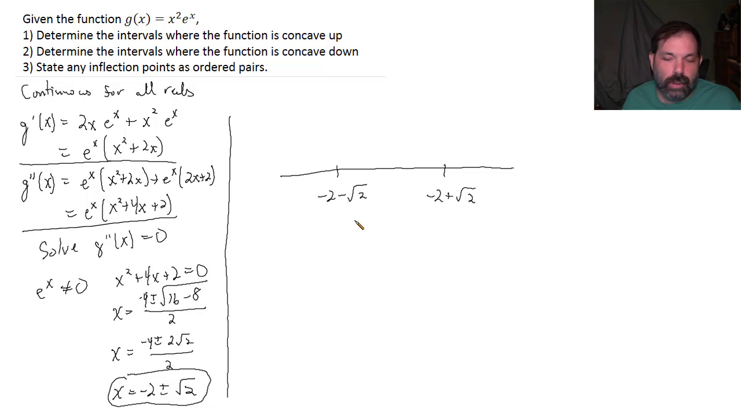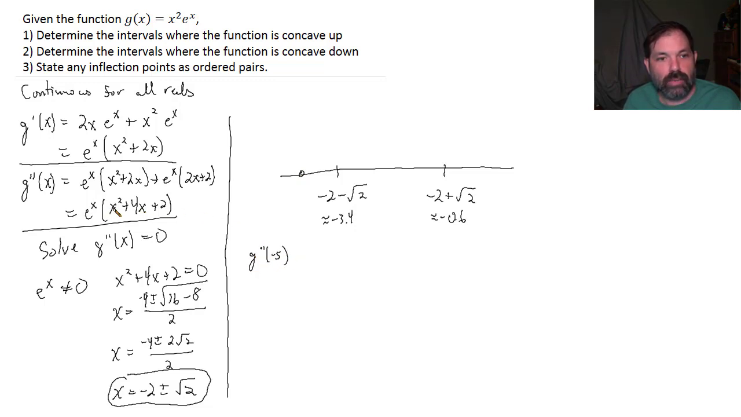And now if you need, you can approximate these to get some understanding of where these numbers are. Negative 2 minus the square root of 2 is approximately negative 3.4. Negative 2 plus the square root of 2 is approximately negative 0.6. Alright, so now we'll test in each interval. Testing a number to the left, how about at negative 5? g double prime at negative 5.